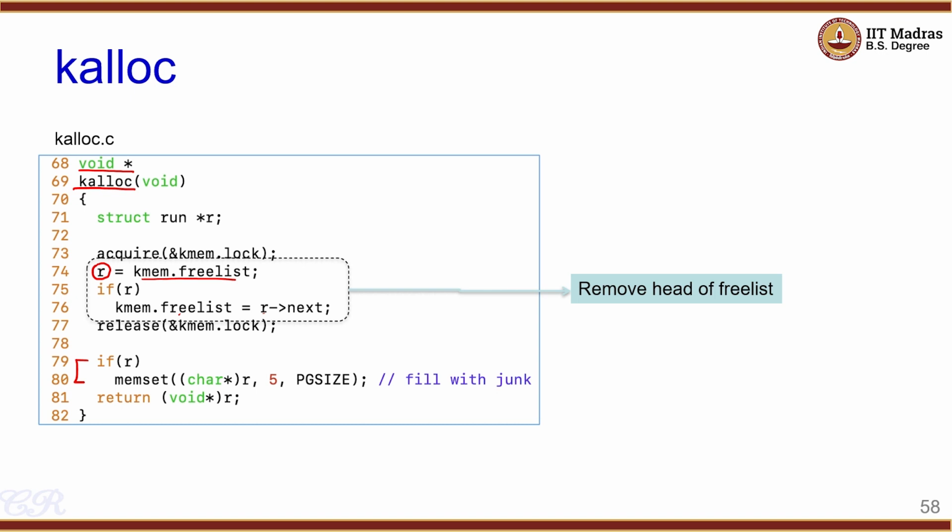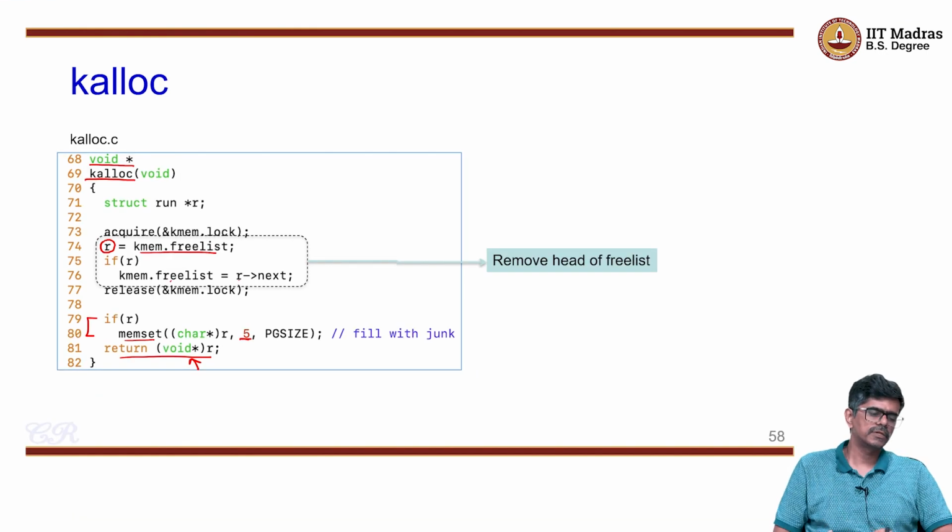Lines 79 and 80 are again not essentially required. It is more of a safety and security measure where you fill the entire page with some junk value, in this case 5, using this function called memset, which byte by byte fills the value 5 into the entire page you're returning, and then finally returns a pointer to this page. So anytime the kernel wants to create a page table, a new stack, a new process, a new heap or anything, it would get a new page frame with the help of kalloc and then utilize it for the required purpose.